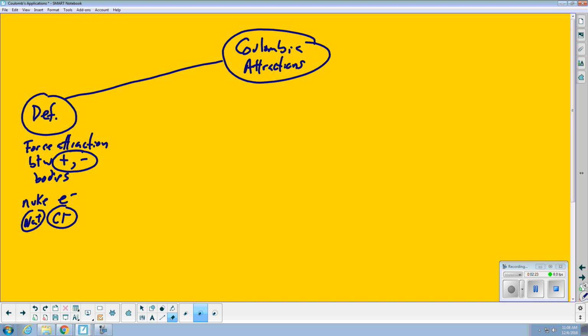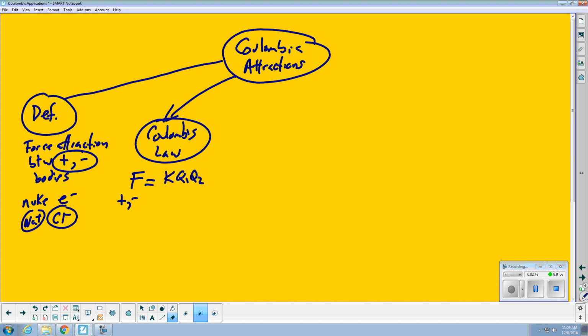Great. Now, we can explain a lot of these forces based on something called Coulomb's law. I don't know who Coulomb is, nor do I really care, but he has a pretty good equation. It says that the force of attraction between a positive and a negative is equal to K Q1 Q2 over R squared. Now, K is a constant. I don't know what the constant is, but it's a constant, so I don't care about it.